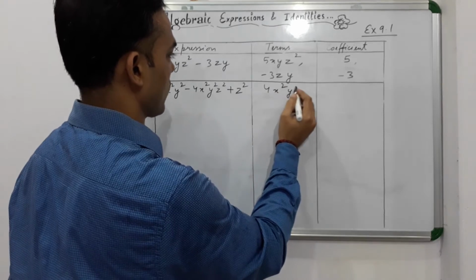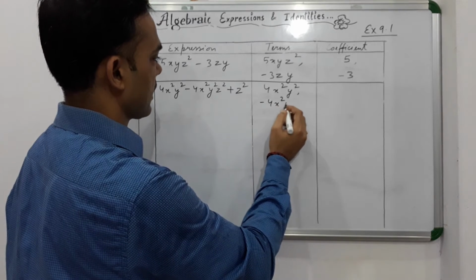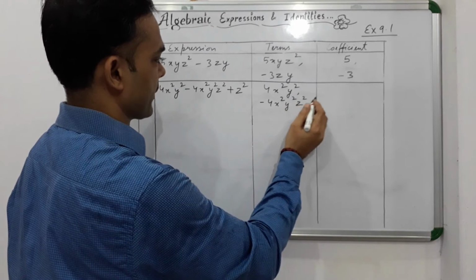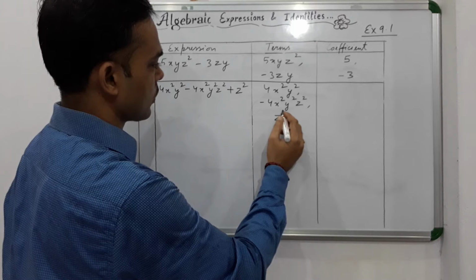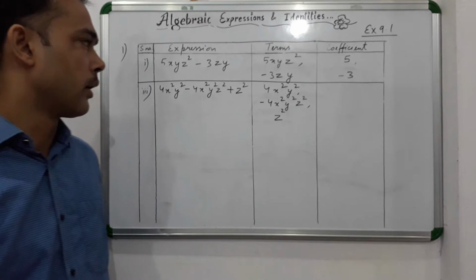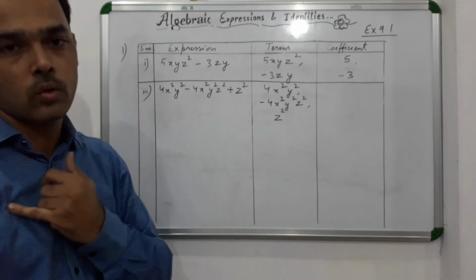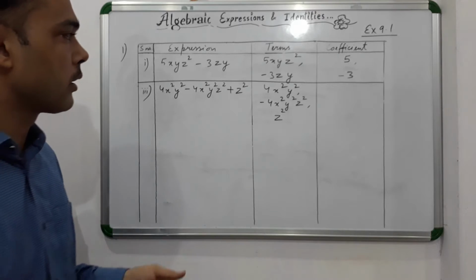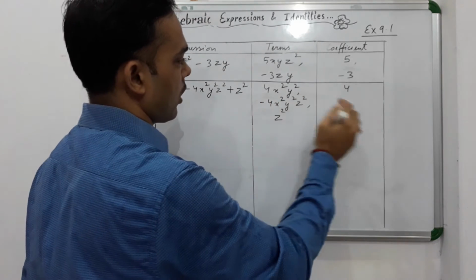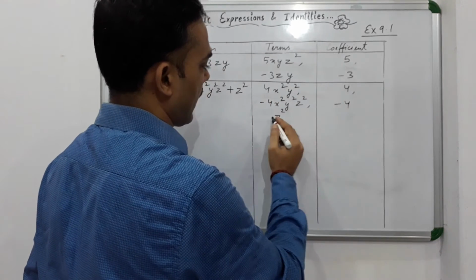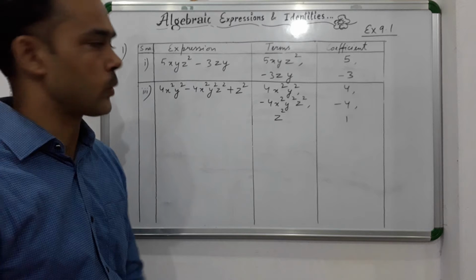4x square y square is the first term, then this is the second term and this one is the third term. Now the coefficient will be what? I have said already that when it is said coefficient, it means it is a number, it means it is constant. So 4 will be the coefficient of this term, of this one it will be minus 4, and if there is nothing it means it is 1, so 1 will be the coefficient of z square.